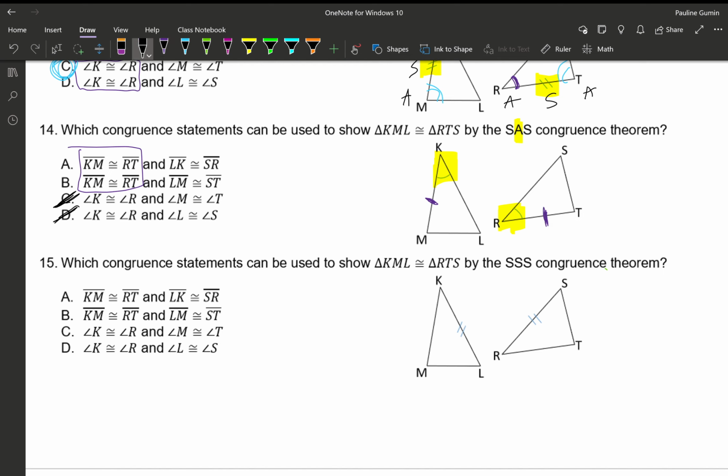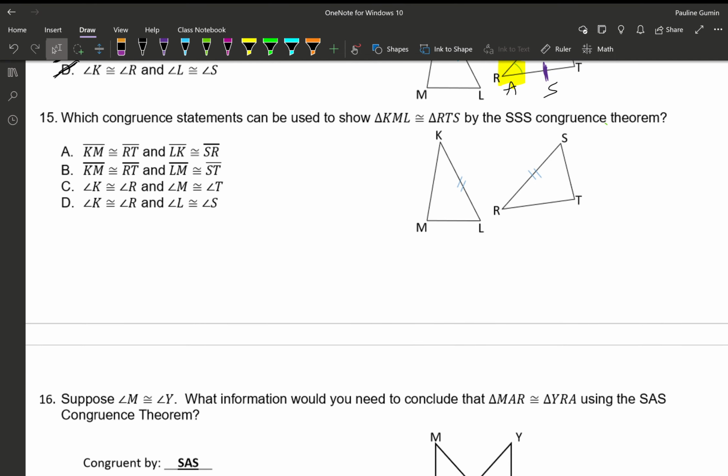Now I want to make sure this is side, angle, side. So let's see. Side, angle, this side should be marked. Side, angle, this side should be marked. So side, side. So that's KL and RS. Oh, that looks like it lives in option A.